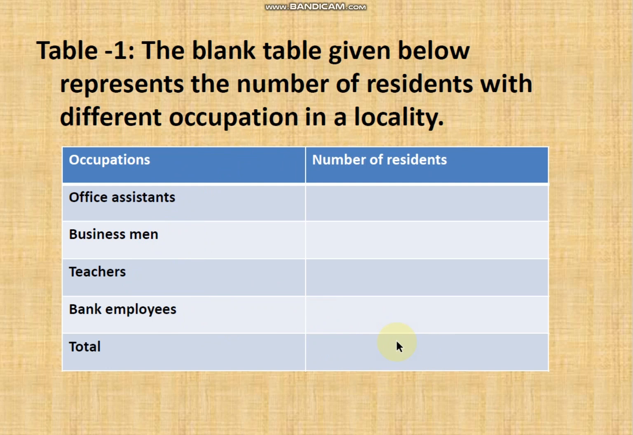So this is how a simple or one-way table looks. Here there is only one entity, that is occupation. Occupations are different for different people. These are the different occupations and this is the frequency of different occupations. So this is your typical one-way table.